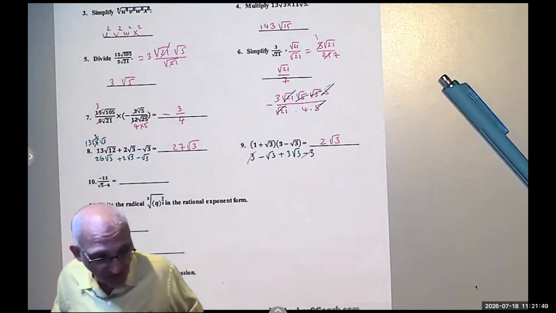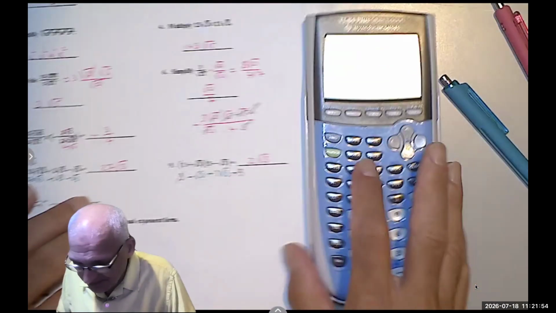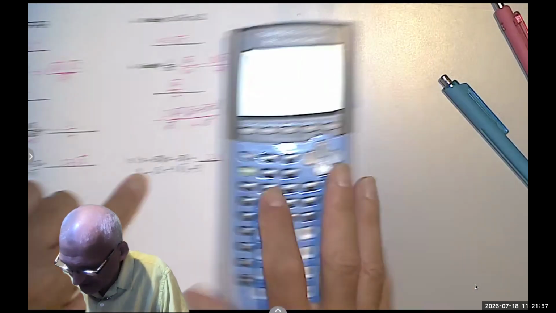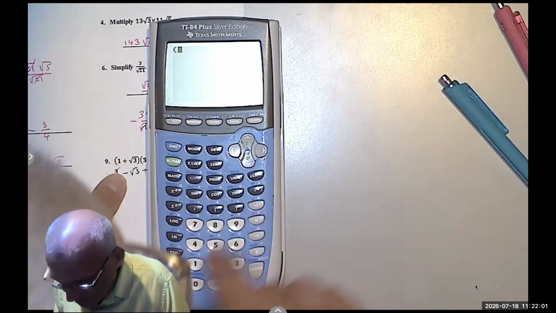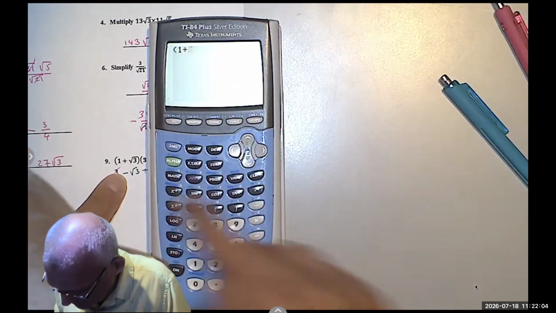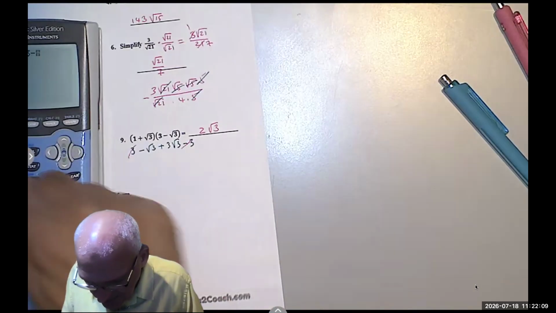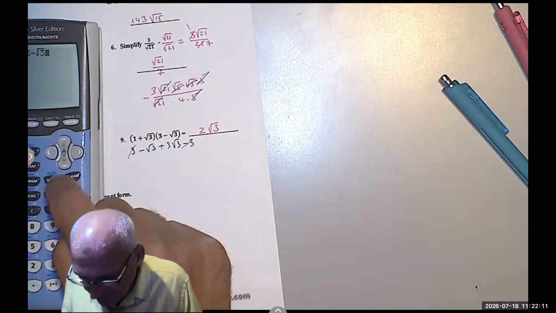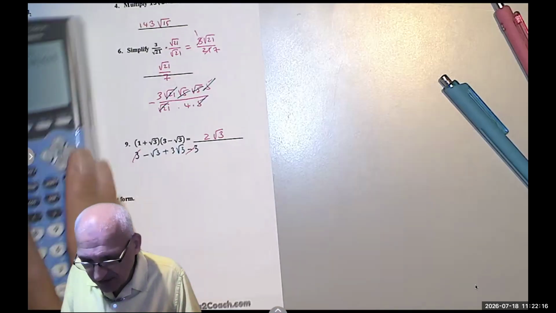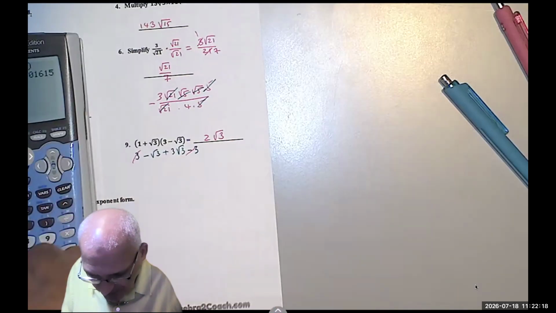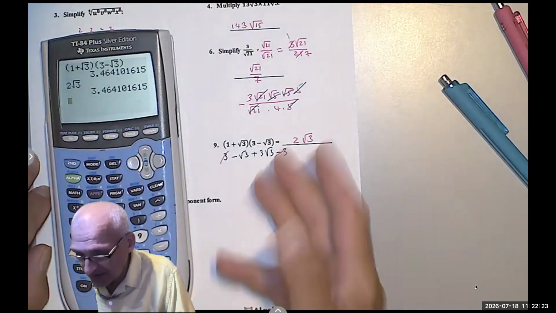Again, if you have a calculator, you can check your answers. So if we pick a few of them, for example, maybe the last one we did, if I say 1 plus the square root of 3 times 3 minus the square root of 3, I get 3.466, whatever. Then I multiply 2 by root 3 and see if I get the same result. Yes, I did, right? So I know that.